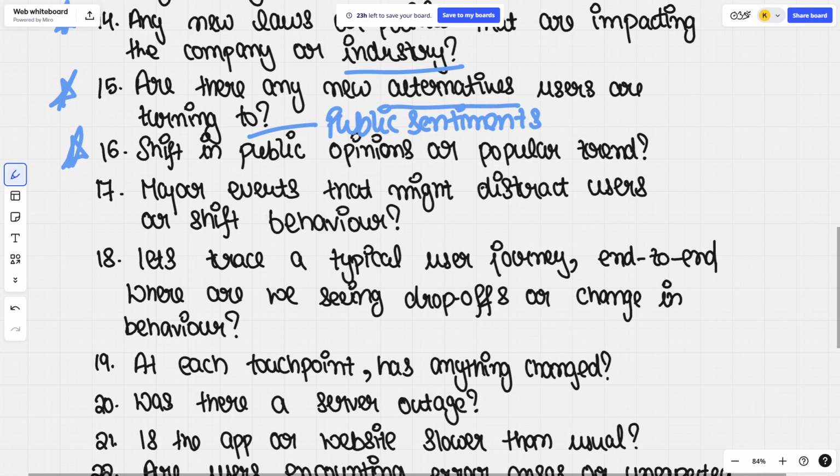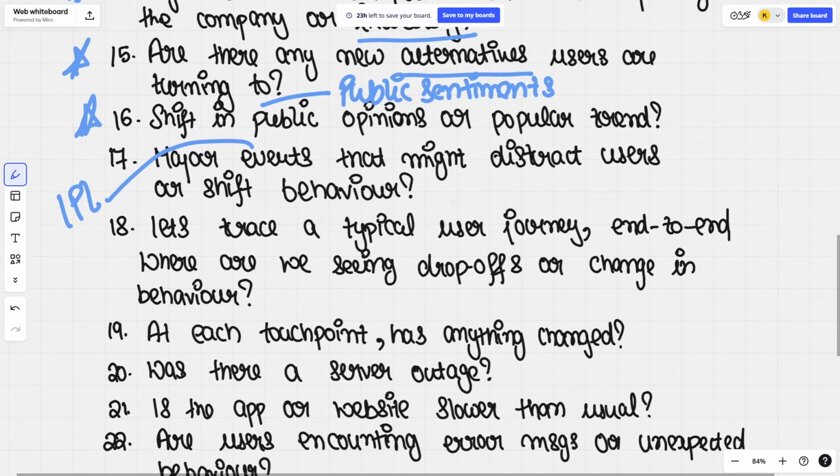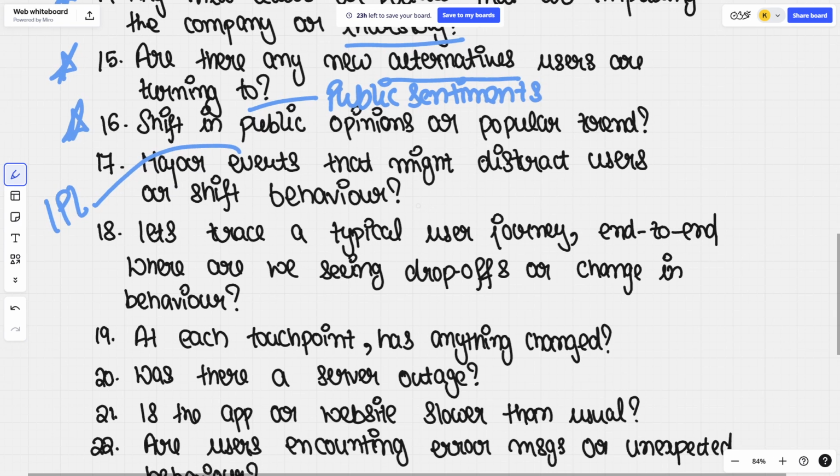Next is, any major events like, for example, IPL. Any major event that might distract users or shift behaviors. So, for example, let's say you are a company which provides gaming services for kids on weekends. And let's say today is an IPL match, so users might not be coming for the gaming sessions, and they will be preferring to watch the IPL only.